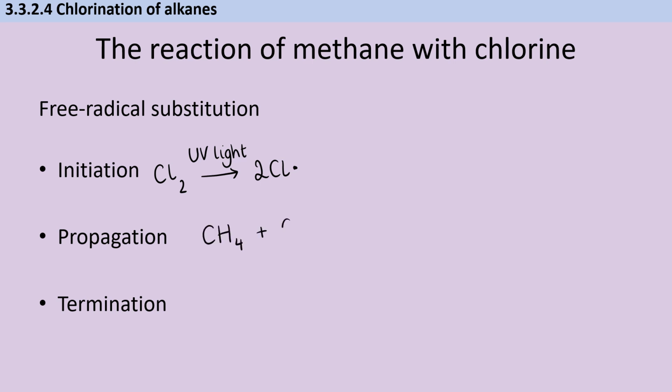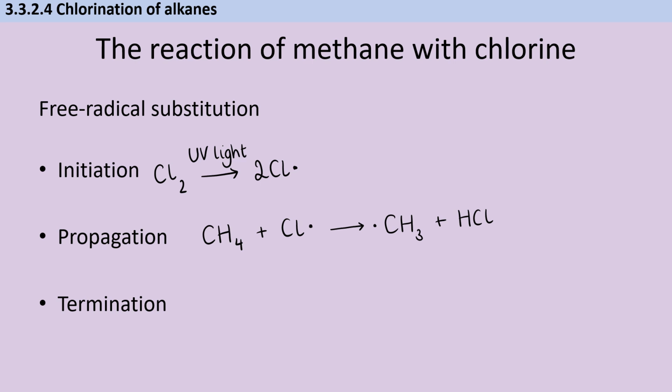In the first part of the propagation reaction, a methane molecule is going to react with the chlorine free radical. And basically that chlorine free radical is going to pick up a hydrogen, and we're going to be left with a methyl free radical. So it's methyl rather than methane. We've ripped off a hydrogen which has taken an electron with it. So we've basically put together a hydrogen free radical and a chlorine free radical to make hydrogen chloride, and we're left with this methyl free radical.